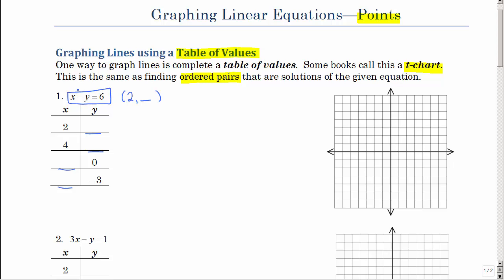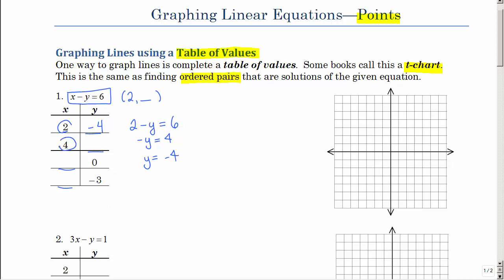So get out a straight edge, a ruler, ID, credit card, that Kroger's card you carry around, all of those make great straight edges. Okay, so the first one we're going to let x equal 2. So we have 2 minus y is equal to 6. Subtract 2, divide by -1. So that's my first ordered pair, 2, -4.